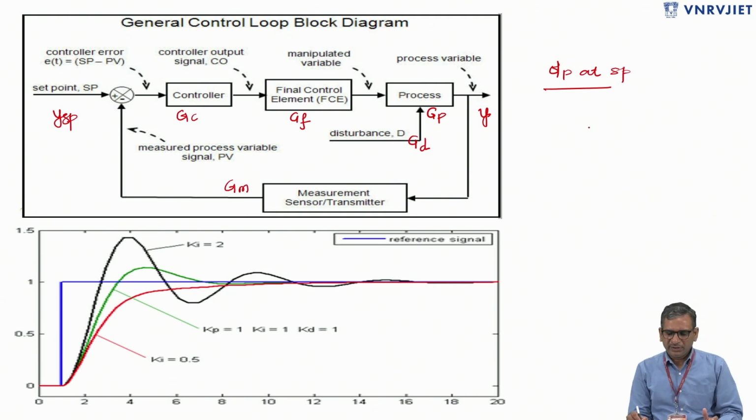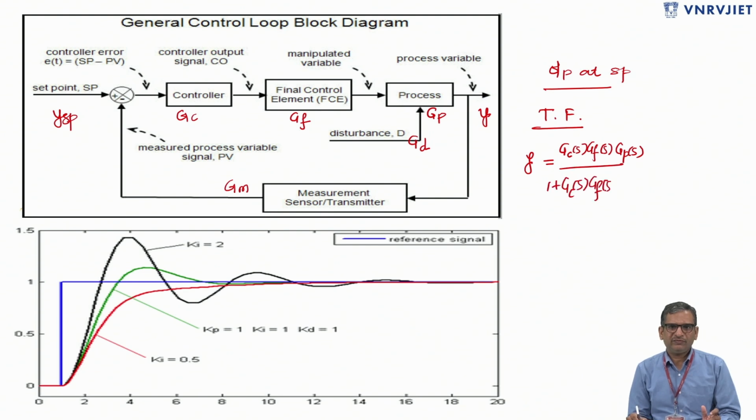If we write the equation for output Y for this entire thing, we get GC of S into GF of S into GP of S, divided by 1 plus GC of S into GF of S into GP of S into measuring device gain GM of S, multiplied by input YSP of S. So this is part 1, for servo mechanism or set point tracking.